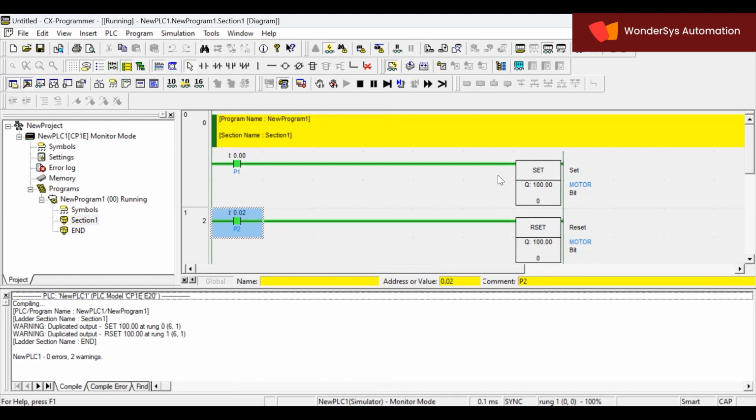Here the priority decides how it acts. Now reset is given the highest priority, therefore it will turn off. If the set is given the highest priority, then when both the switches are on, the motor will remain on. Got it? Any confusion in set and reset? Everyone?